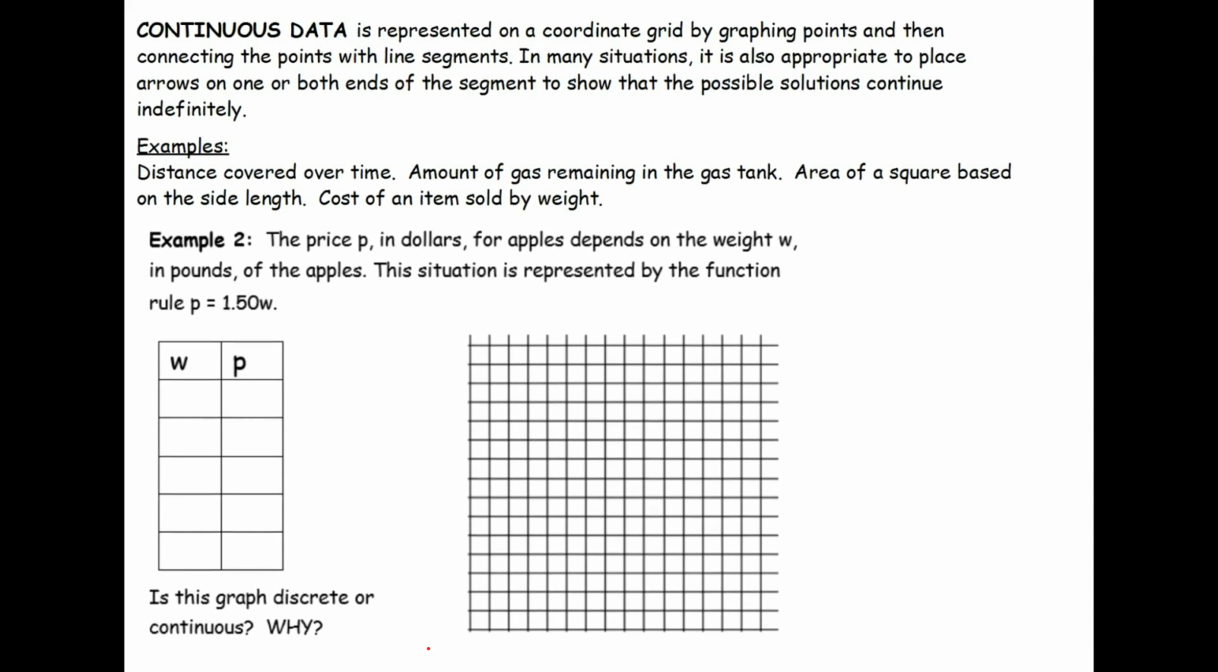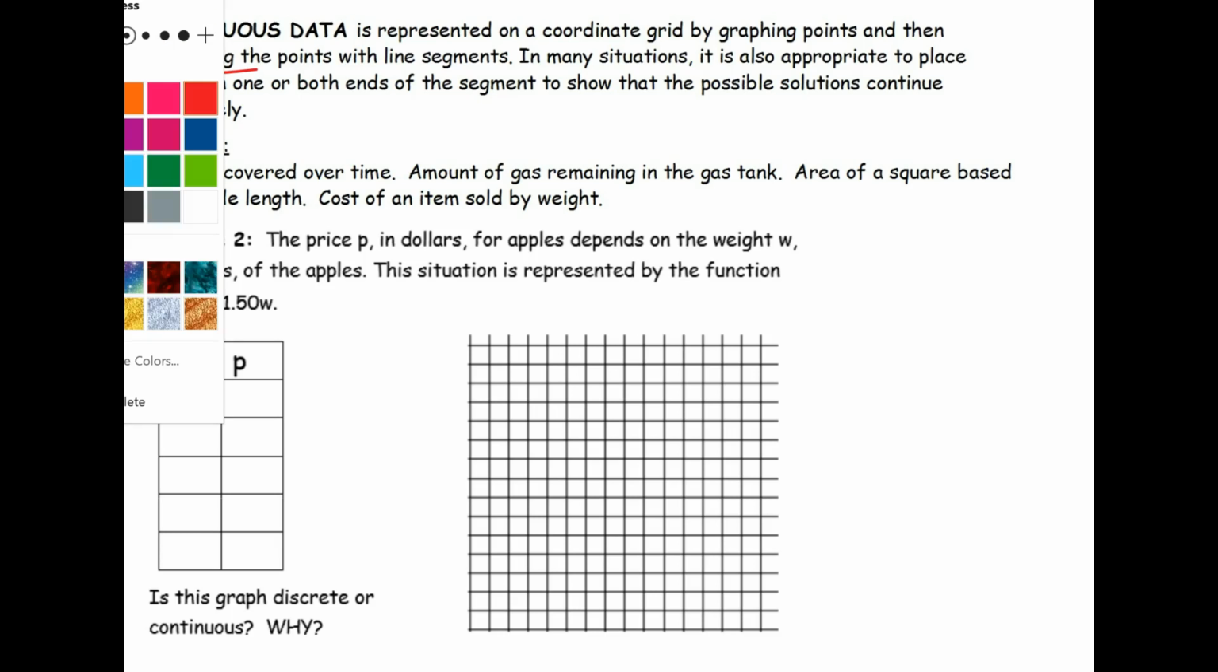All right, continuous data is represented on a coordinate grid by graphing points and then connecting. You connect the points.